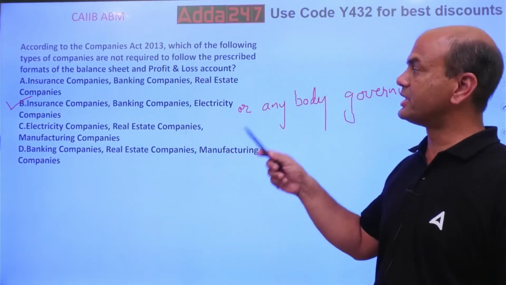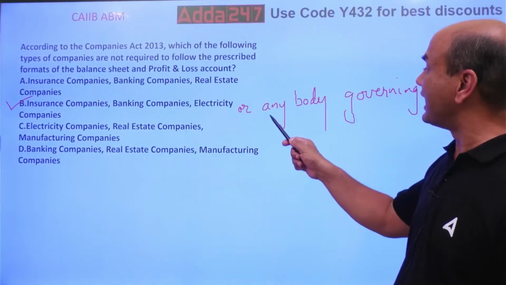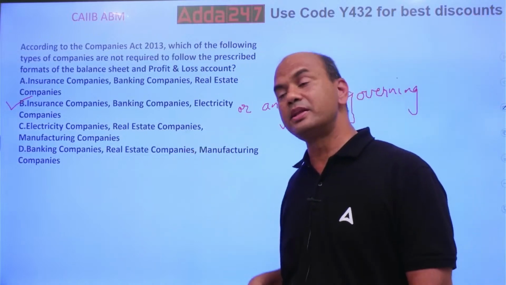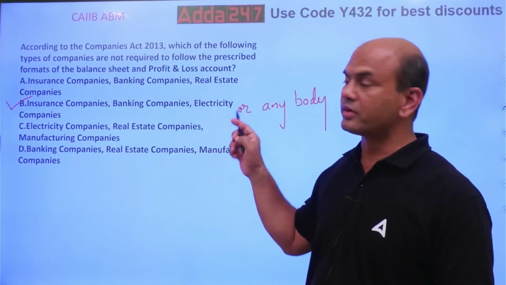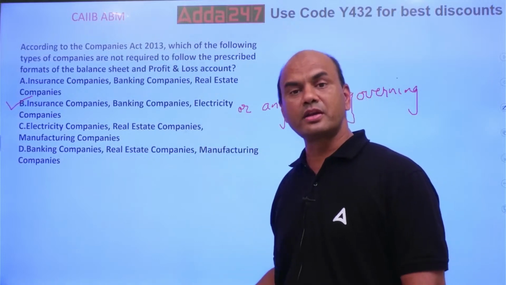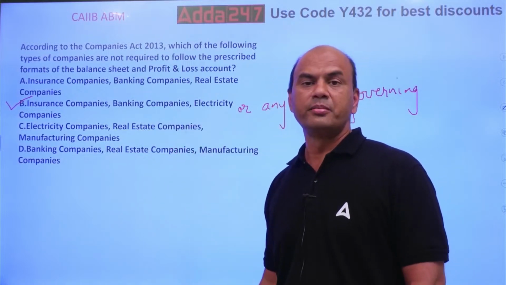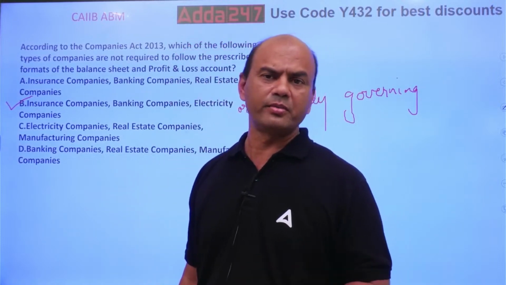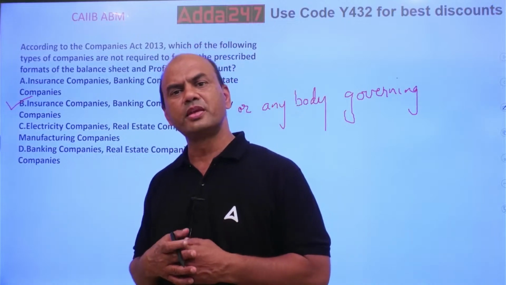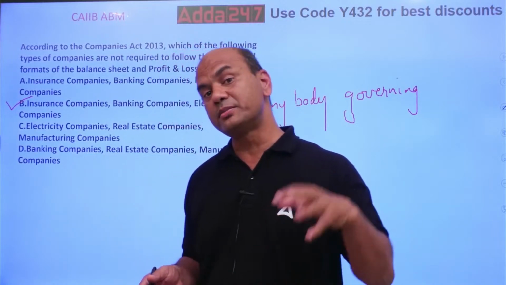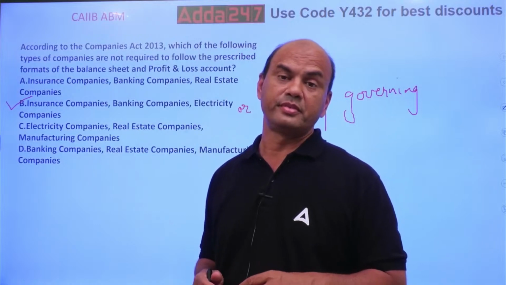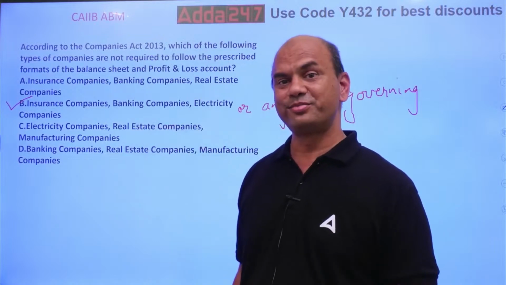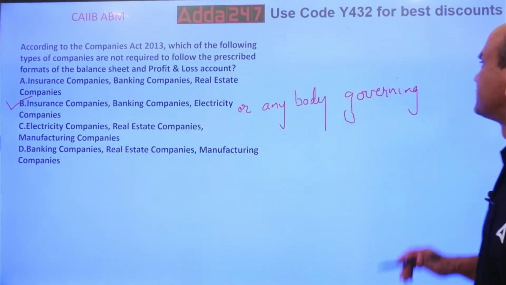See, insurance companies, banking companies, electricity companies, or any governing body. If I am having a mutual fund company, is mutual fund written over here? No. If mutual fund was there, where would it come? It would come over here only, because mutual fund is also governed by AMFI and SEBI. They have given the format, and that format you have to follow. Any company which is governed by some regulatory body needs to follow the format of that body. Okay? Next one.